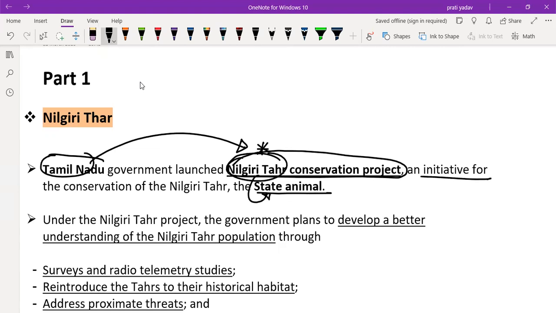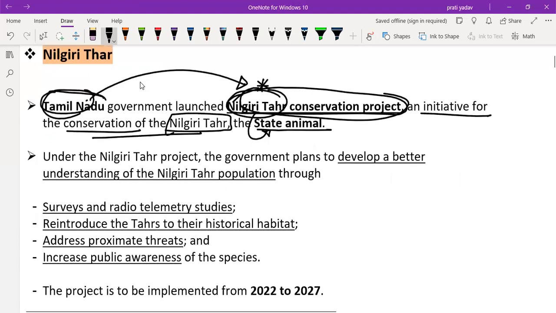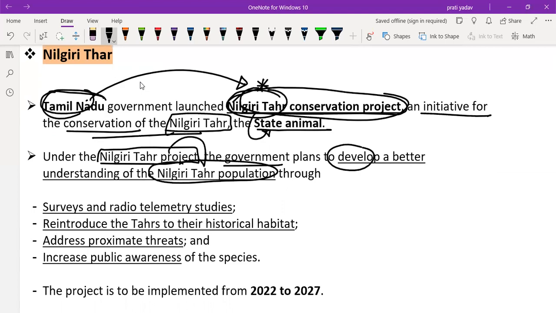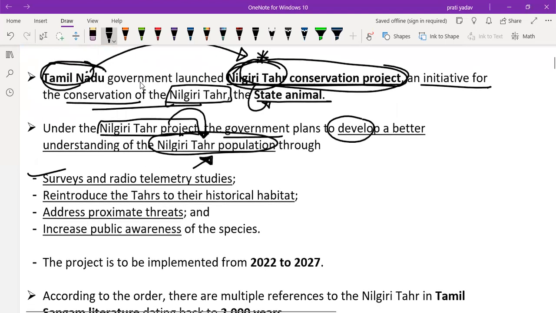This is an initiative for the conservation of Nilgiri Thar. So remember, the Nilgiri Thar Conservation Project is an initiative for the conservation of Nilgiri Thar, the state animal of Tamil Nadu. Under this project, the government planned to develop a better understanding of the Nilgiri Thar population. The state government of Tamil Nadu wants to understand the population through various methods. First one is survey and radio telemetry study.